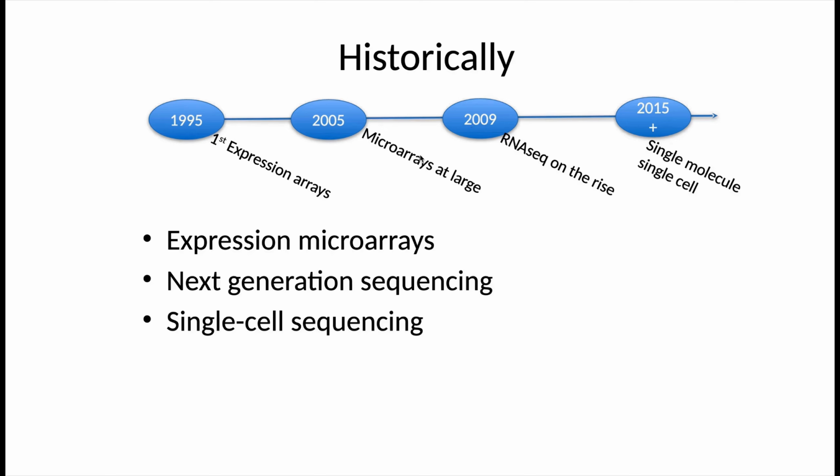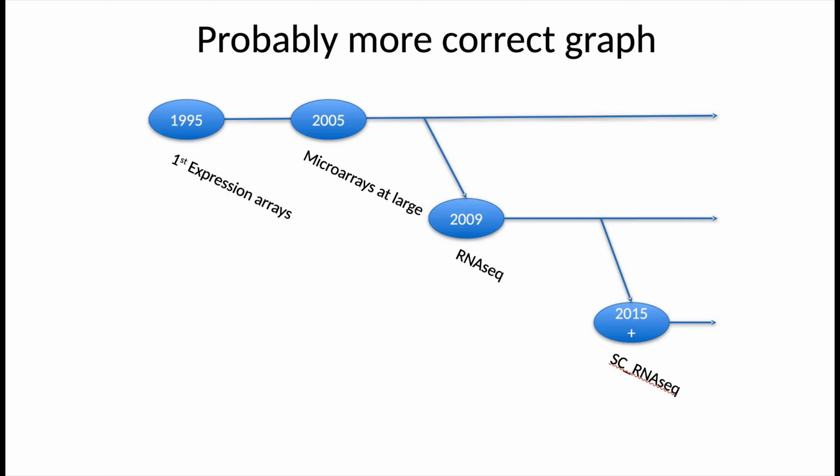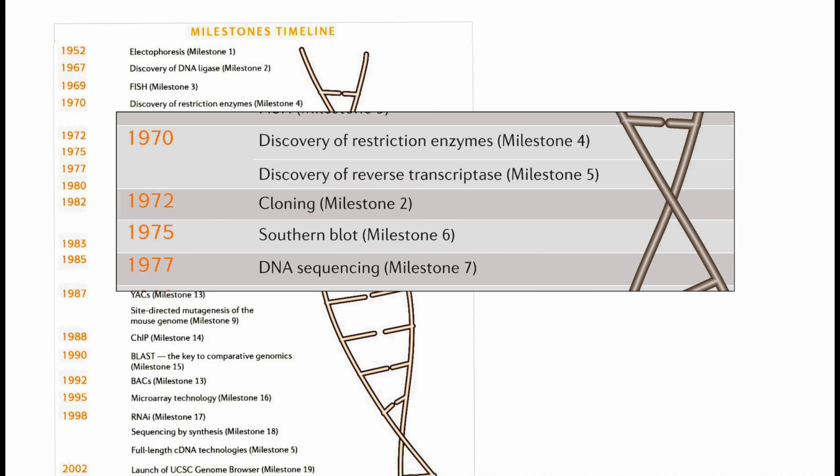This linear graph is rather misleading. You might think one technique replaced another and the old one disappeared completely. No, it is not. They still coexist and they serve different aims and goals. The first two methods are based on the discoveries of the 70s last century. Expression microarrays utilize the principles of Southern blot, and the sequencing machines are based on the DNA sequencing by synthesis.